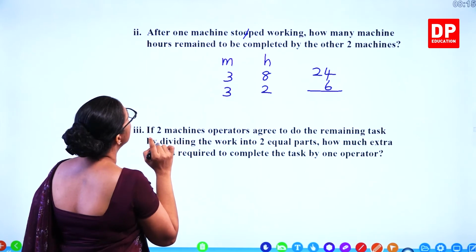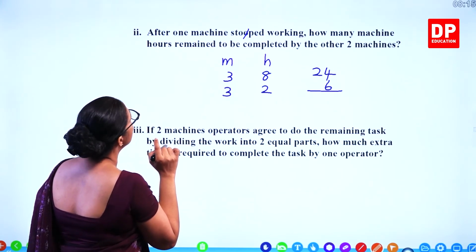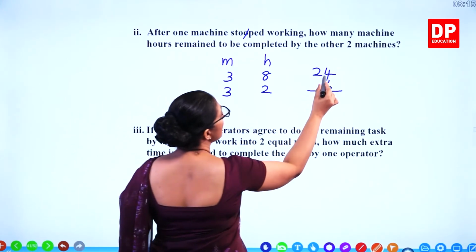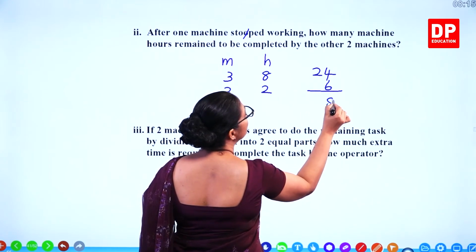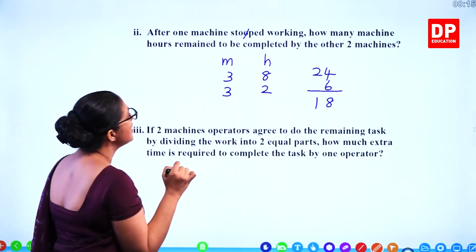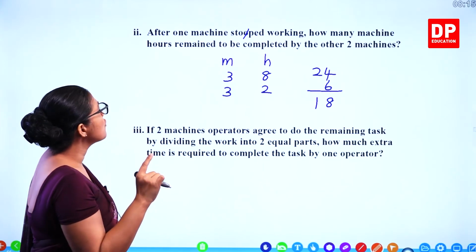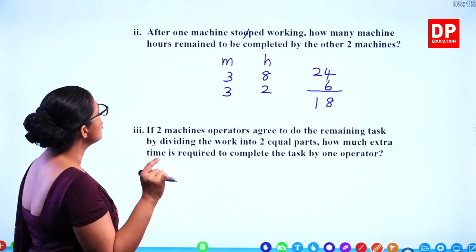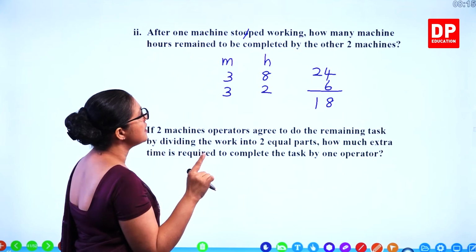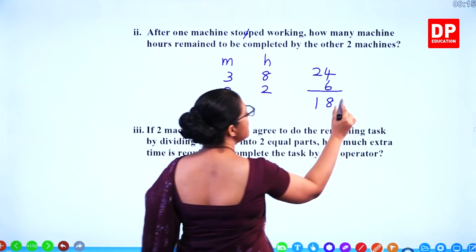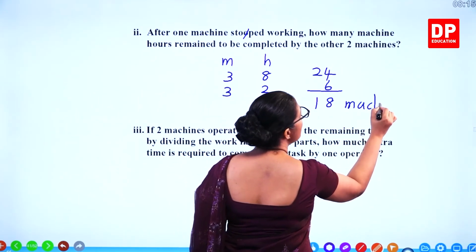So what's the remaining number of machine hours? Subtract these two. 18 machine hours. It says after one machine stopped working, how many machine hours remained to be completed by the other two machines? 18 machine hours remained.